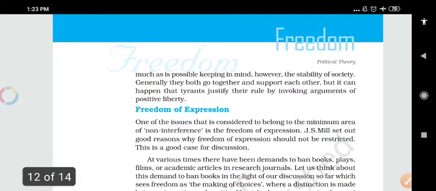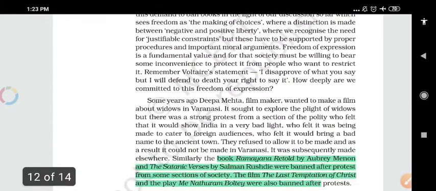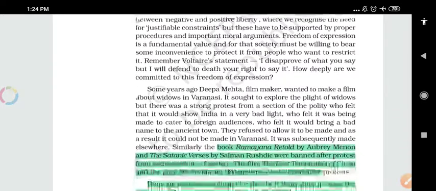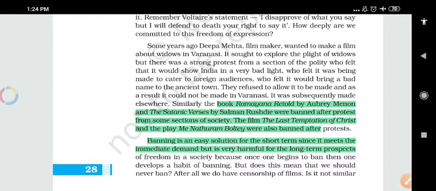Okay, so this is very important, freedom of expression. For the past few decades, this has been a very interesting matter to discuss: should freedom of expression be there in a liberal government, and is freedom of expression good for society or not? So this is the case: the book Ramayana, which was retold by Abraham Manon, and The Satanic Verses by Salman Rushdie were banned after protest from some sections of society.